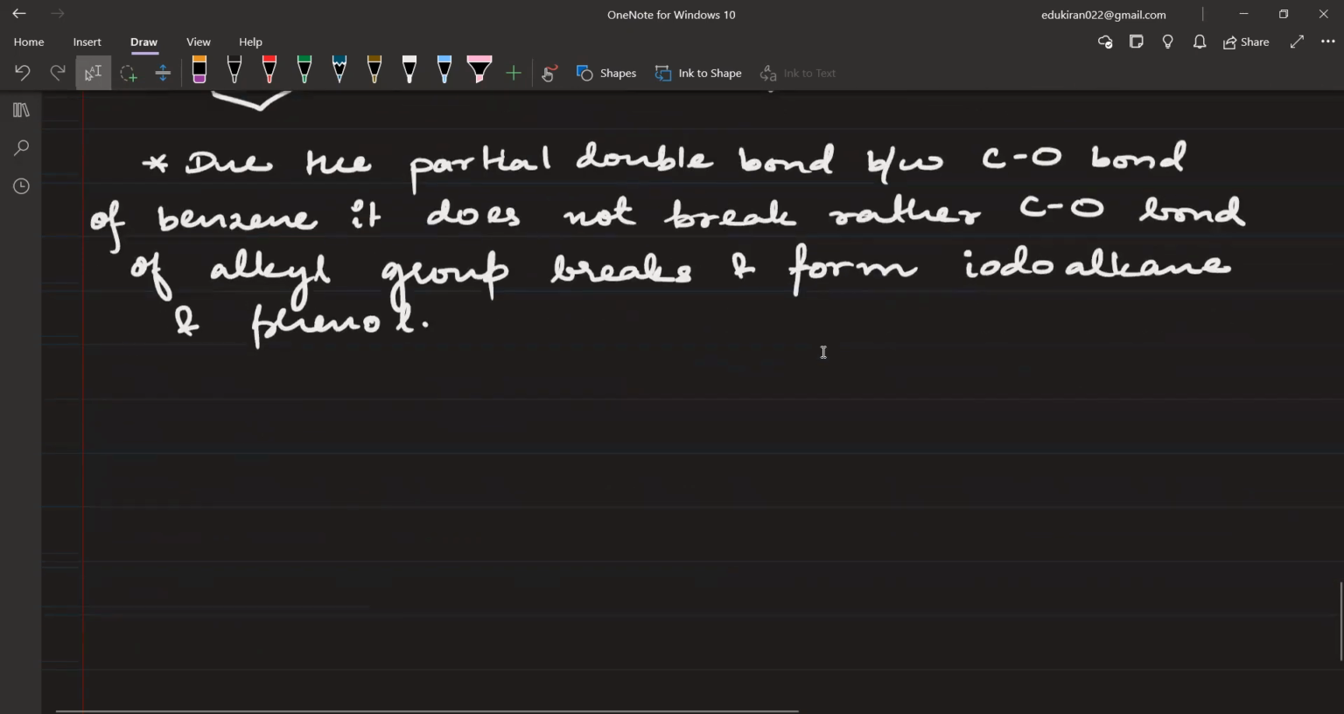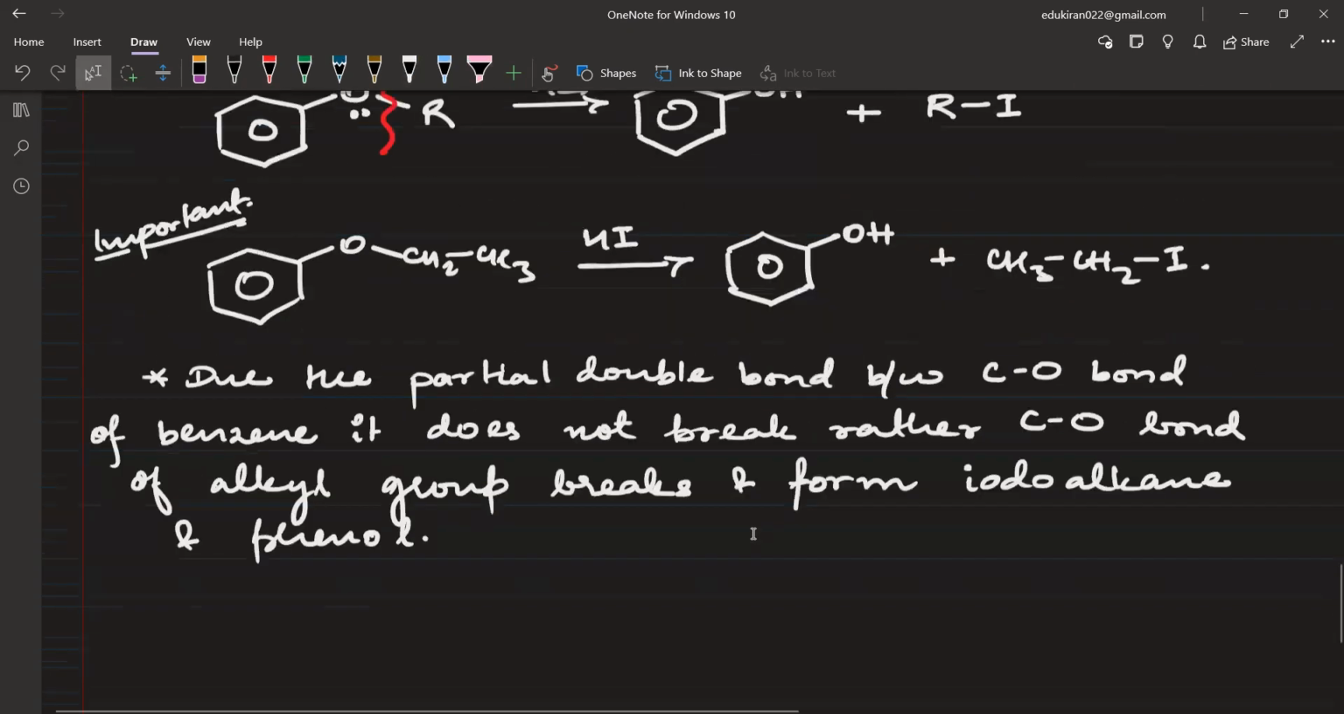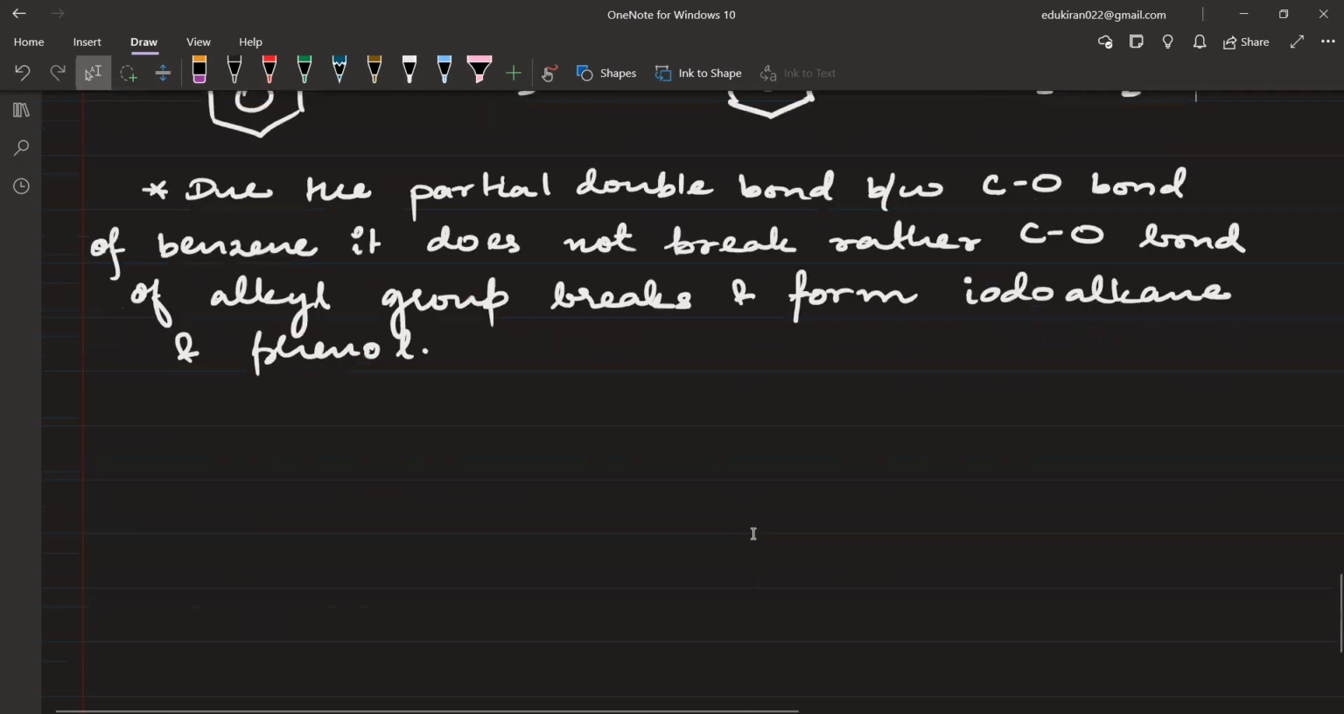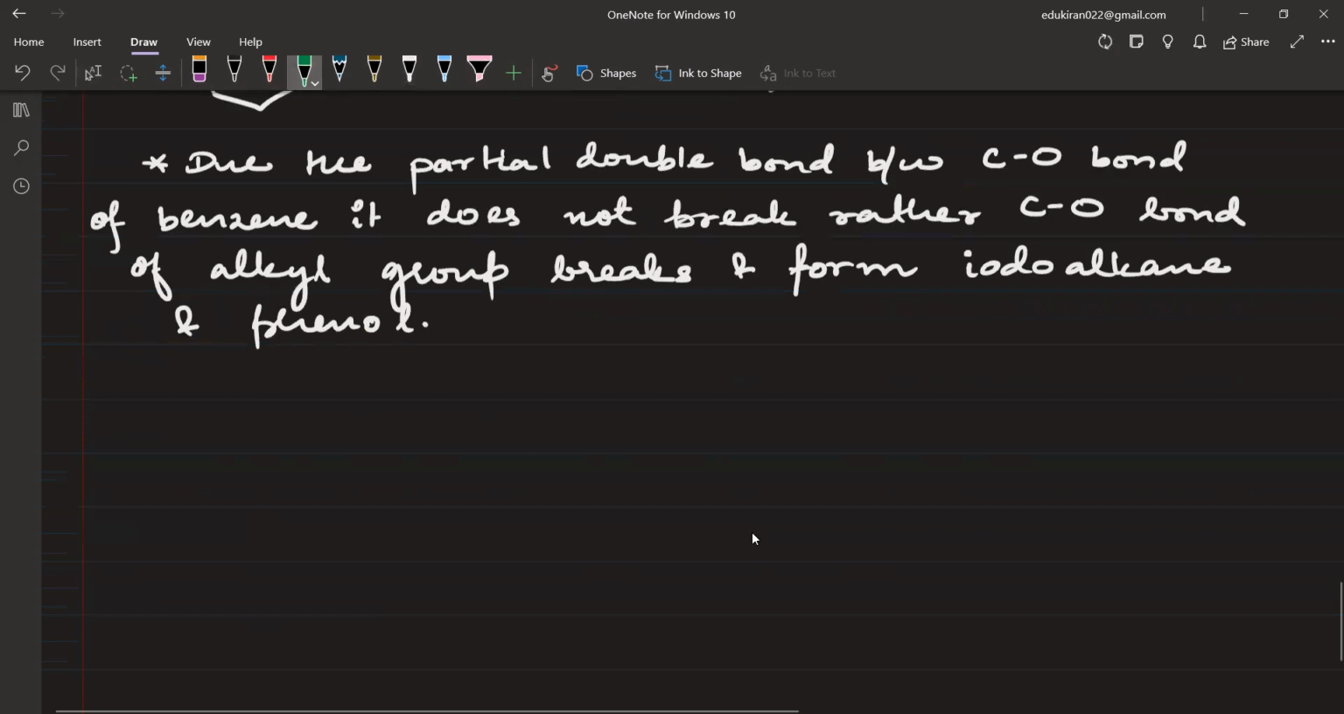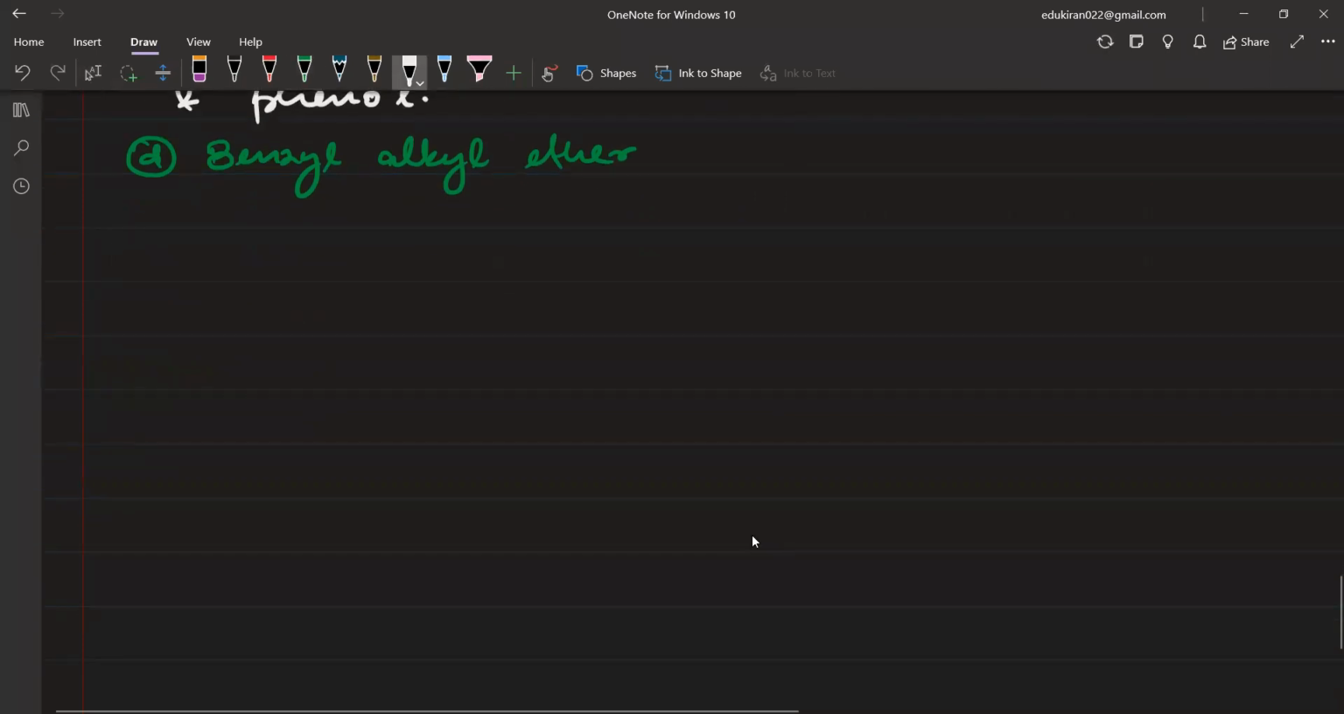Right, next, benzyl alkyl ether. C, D part. Benzyl alkyl ether. So what is benzyl alkyl ether? Benzyl is benzene ring with a CH2 group. So it's benzyl group, okay? Only benzene ring, it is a phenyl group.